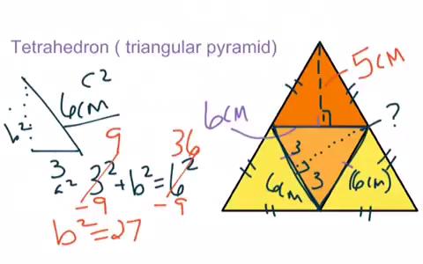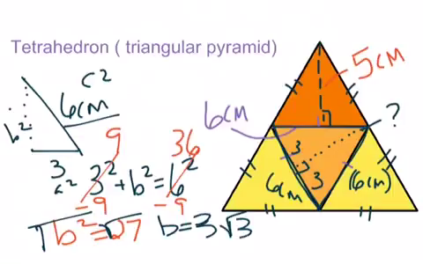I'm going to square root both sides to get b equals. Now the square root of 27 is going to be an irrational number, so I'm going to do it for you. It simplifies down to 3 square root 3. So that's your answer. This length right here for the height is going to be 3 square root of 3. But that's only when you have a missing dimension.